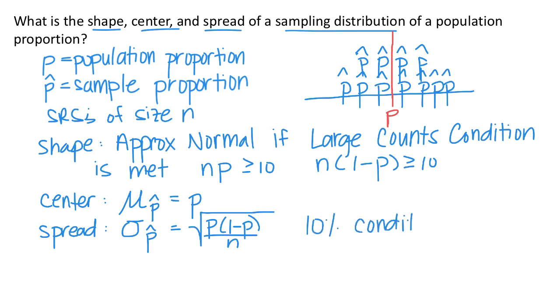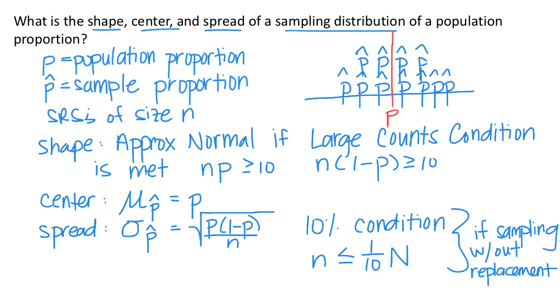The 10% condition is that the sample size n needs to be no more than 10%, so 1/10, of the population. I'm using big N for the population size. This is called the 10% condition, and this applies if we're sampling without replacement, which is typically how we are sampling if we're sampling people. We would be sampling from a total population of a group of people, and when we're taking our sample, we're not putting that person back in and possibly choosing them again.